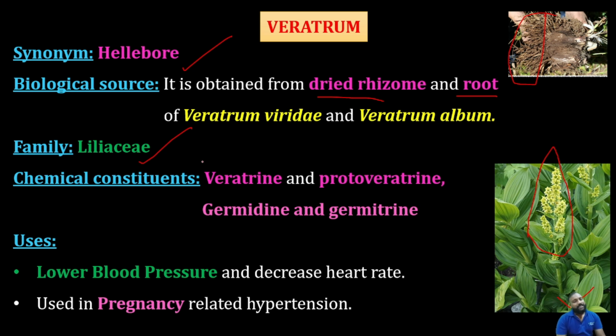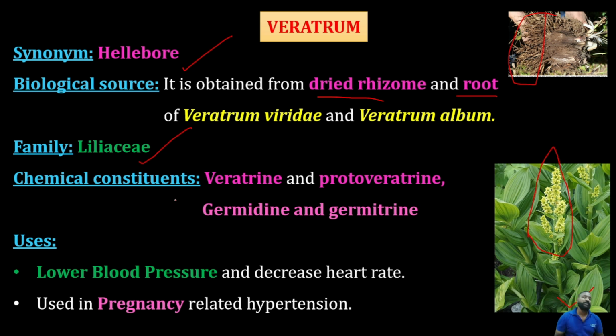Veratrum viride is one species and Veratrum album is another species where we can get veratrum, and Liliaceae is the family. The chemical constituents are veratrin, protoveratrin, germidin and germitrin. So these are the chemical constituents of veratrum.